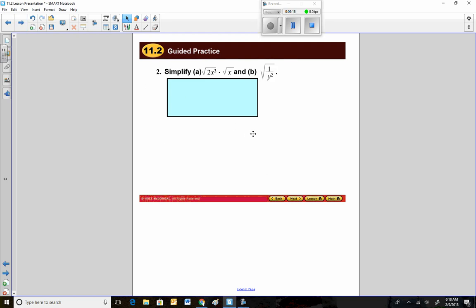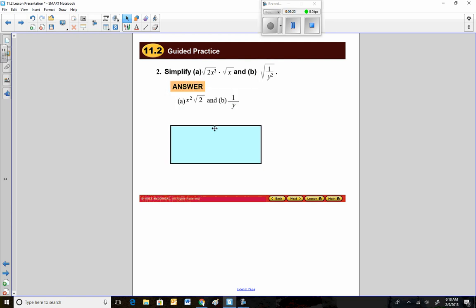I would like you to try out these 2 questions. Pause your video and give it a try. Welcome back. Let's see how you did. The first answer, the simplified version, is x squared root 2. And this one, the square root of 1 is 1, and the square root of y squared is y, so it's simply 1 over y, and there is no radical.